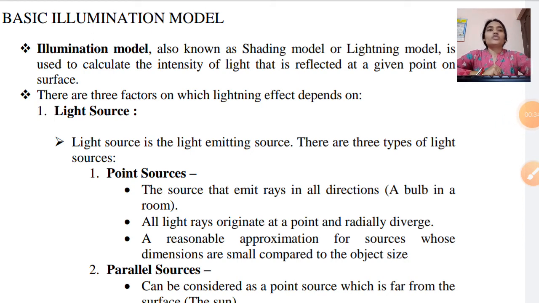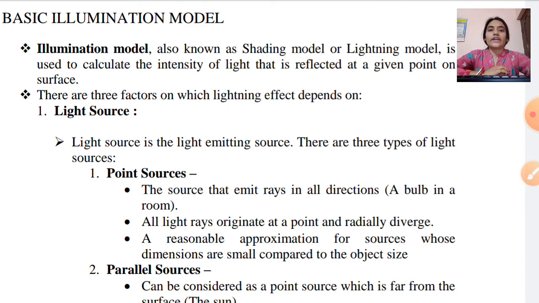Basic illumination model. First, we need to know what an illumination model is. An illumination model is also known as a shading model or lighting model. It is used to calculate the intensity of light that is reflected at a given point on the surface. So there are three factors on which the lighting effect depends.